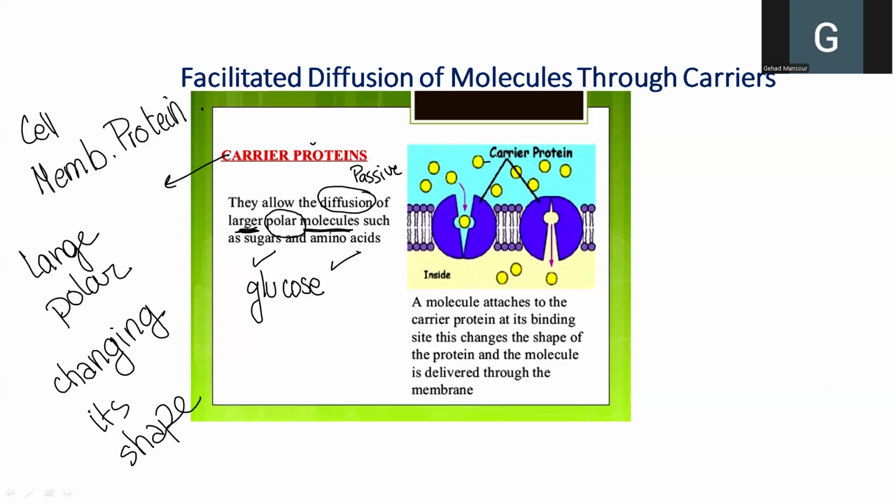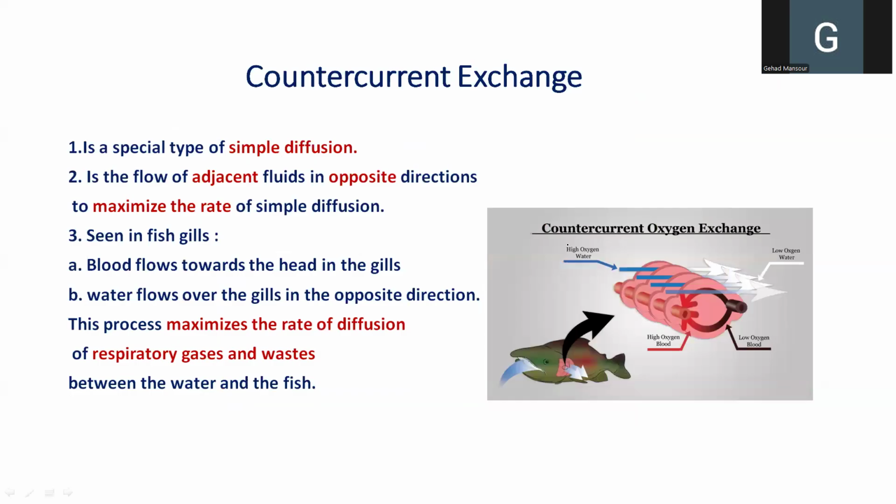So here you can see the yellow molecule, which is the large polar molecule that we want to transport. It binds with a specific site on the carrier. The carrier is open on the extracellular fluid side, and after having bonded with the molecule, the carrier closes from the extracellular side and opens from the intracellular side, and the large polar molecule is delivered.